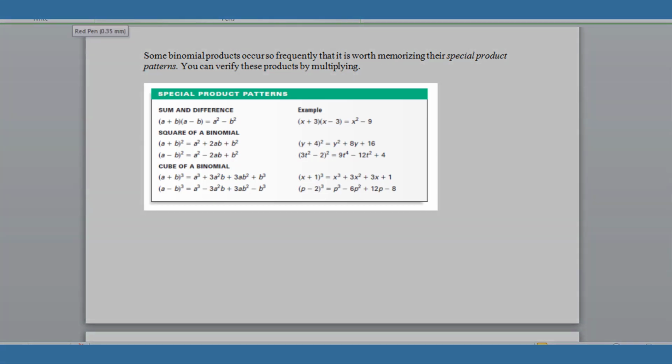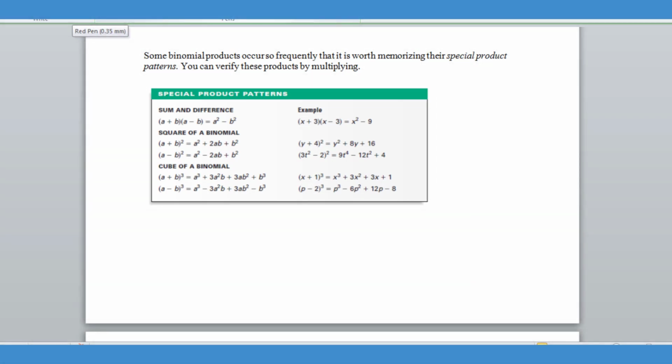Now you can see here we have a little summary box for you. This first pattern is basically multiplying two terms that have different signs, and so it results in what we call a difference of squares, and you'll probably remember that from our factoring. The second set is a square of a binomial, and if you recall, we created the square of a binomial from completing the square. And so the result when you multiply a square of a binomial is actually the perfect square trinomial that you dealt with in factoring quite a bit. And so these should be fairly familiar to you.